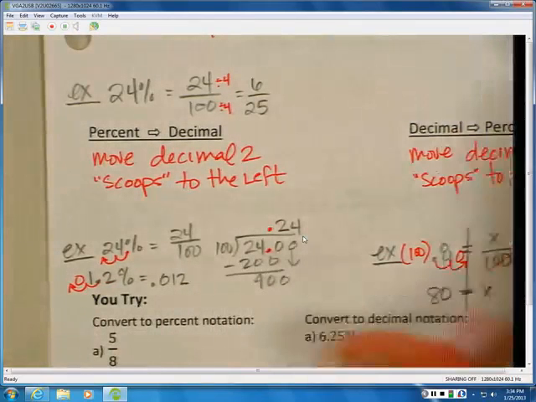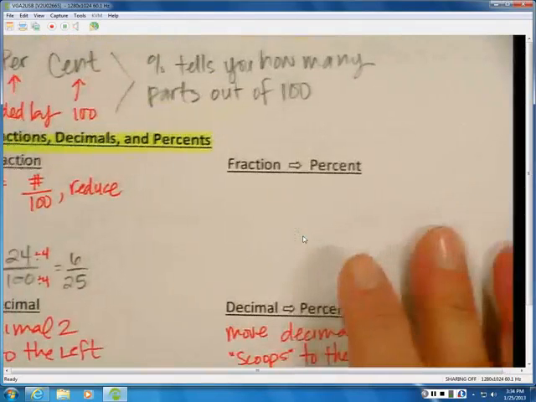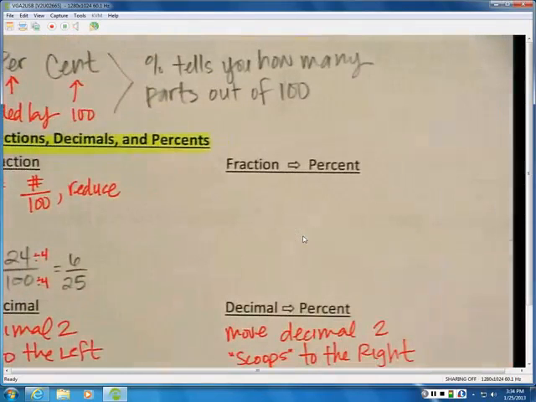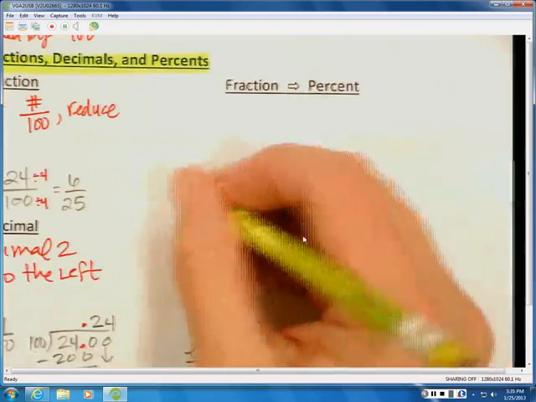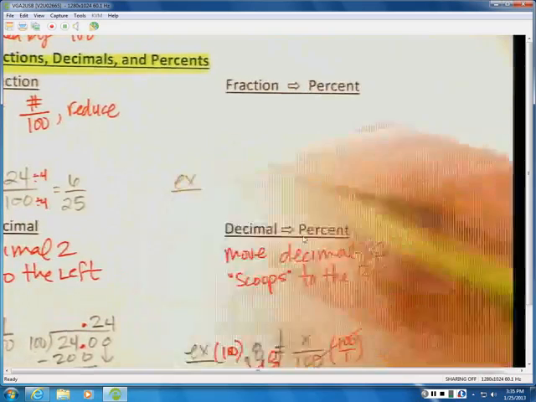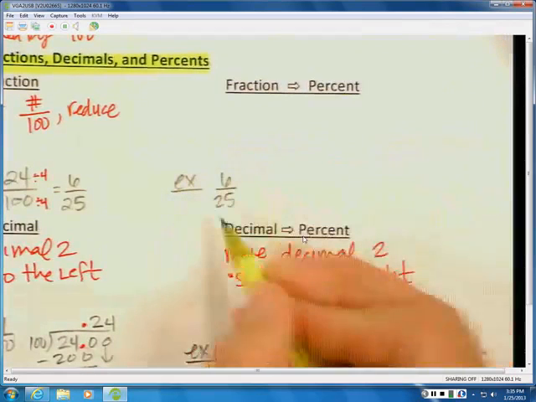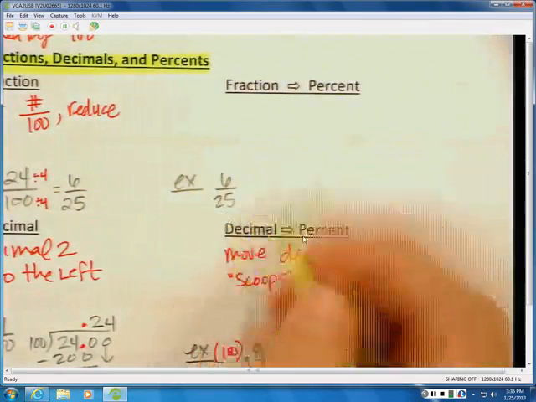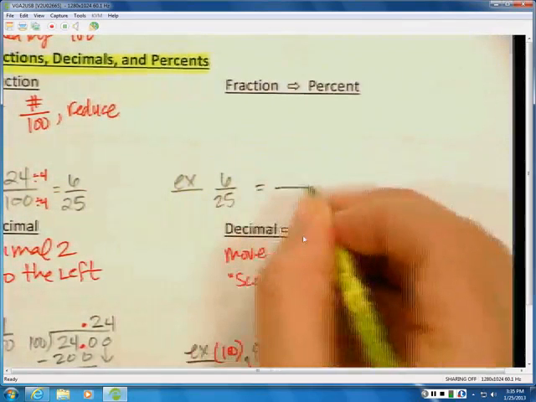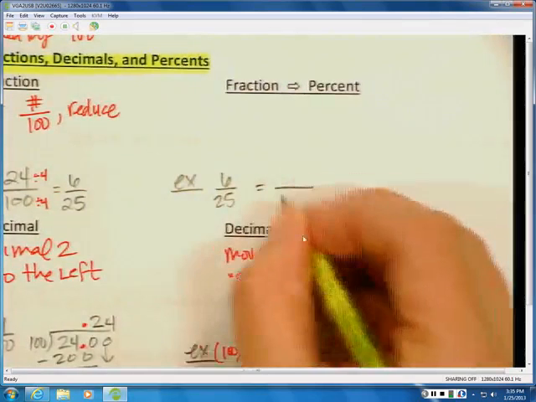So that brings us to our fourth one, converting a fraction to a percent. Suppose I have the fraction 6/25, and we're actually going to work this one out 2 different ways. Or we're going to do 2 separate problems here. 6/25. If I'm trying to convert this fraction into a percent, I know that I'm trying to get it to be something out of 100.